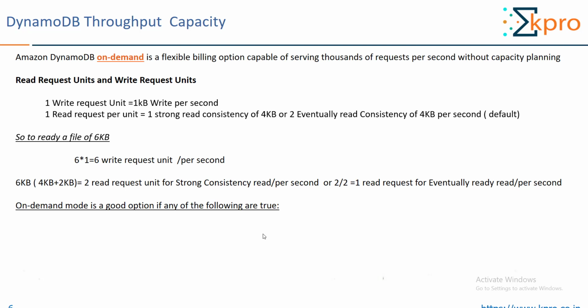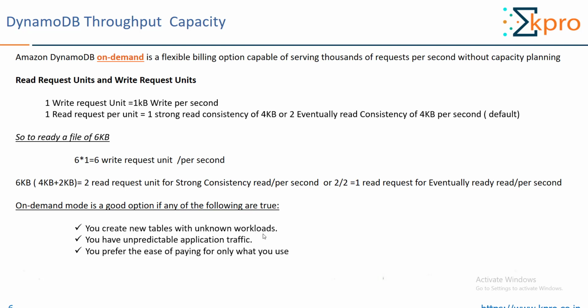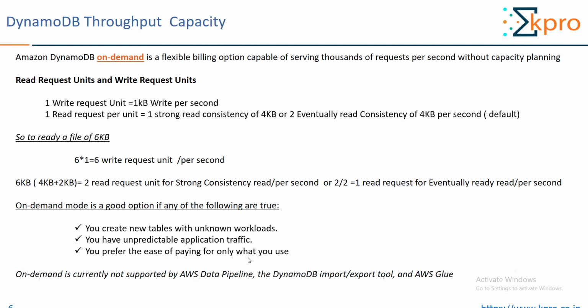On-demand mode is a good option if any of the following are true: you create a new table with unknown workloads, you have unpredictable application traffic, or you prefer the ease of paying only for what you use, because with provisioned mode, billing is generated up to the provisioned level. On-demand is currently not supported for AWS Data Pipeline, the DynamoDB import export tool, and AWS Glue.